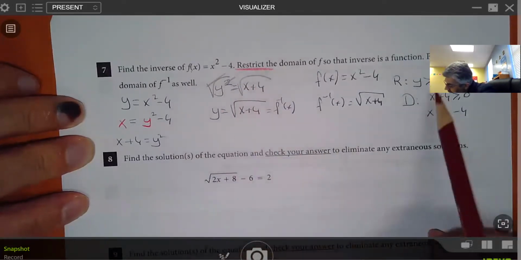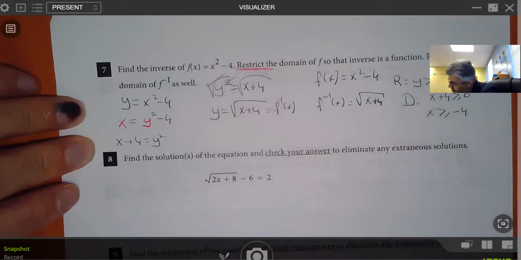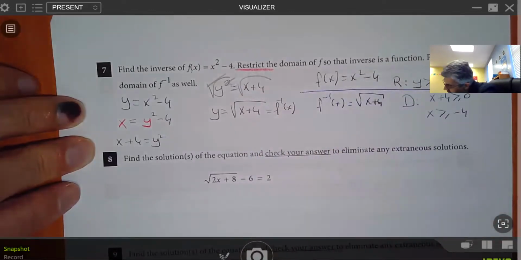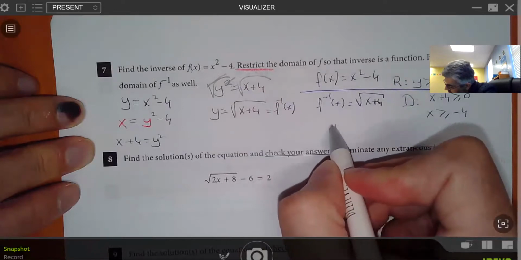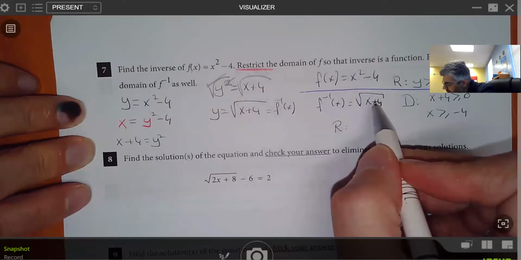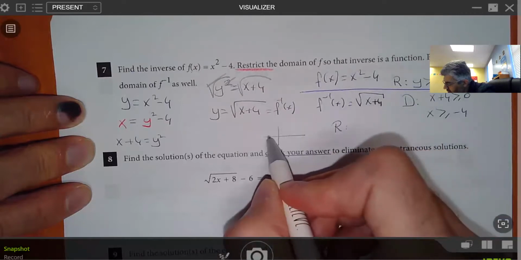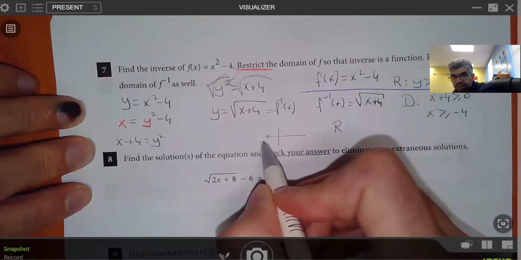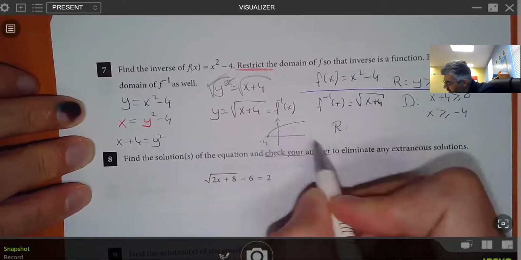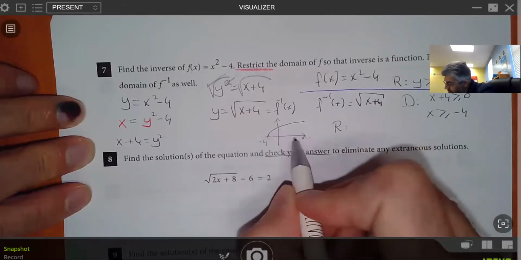Okay, so what is the range here, guys? What is the range of this radical function? If you consider the graph here, how will the graph look? It's the square root function of x plus 4, so x greater than or equal to -4. It will be something like that. So the domain is -4 or greater than -4.